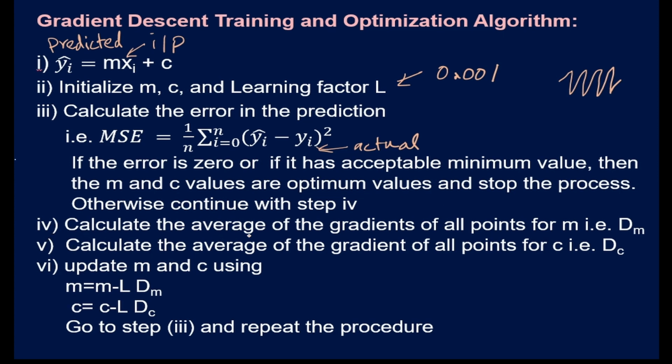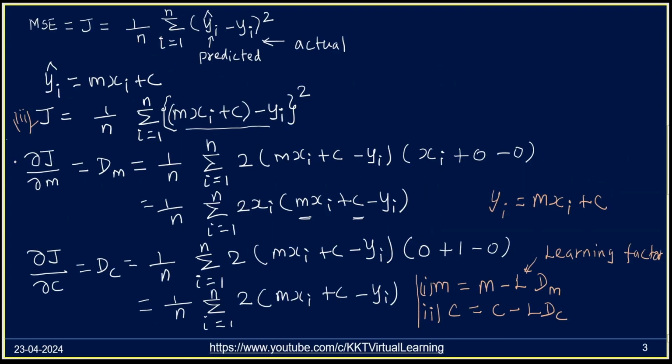Here, calculate the average of the gradient of all points for m. That is, you have to compute dm. dm we already found here. So this is the dm. Use this formula and find out dm. Similarly, you find out dc. It is the average gradient for all the points.